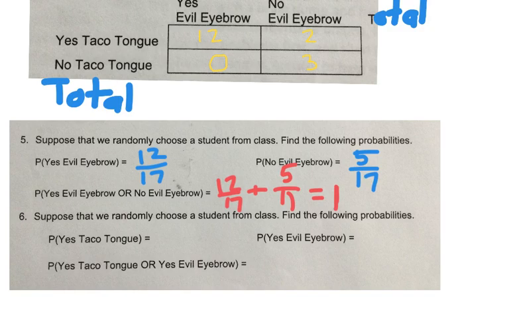Let's look at 6. Suppose we randomly choose a student from class. Find the following probabilities. So what's the probability that they said yes to taco tongue? 14 out of 17. What's the probability they said yes to the evil eyebrow? 12 out of 17.